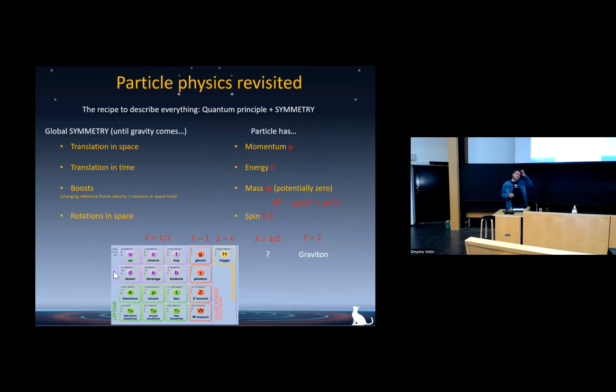Last time we already discussed some symmetries, and what was important was global symmetry. Before we have gravity, it's global. After we have gravity, it's a different story. Global symmetry includes translation in space. If you translate in space, then the particle has momentum. A change in time gives it energy. Then boosts, a change of reference frame with velocity, say there should be some constant which is called mass. And finally, rotation in space gives a particle a spin.